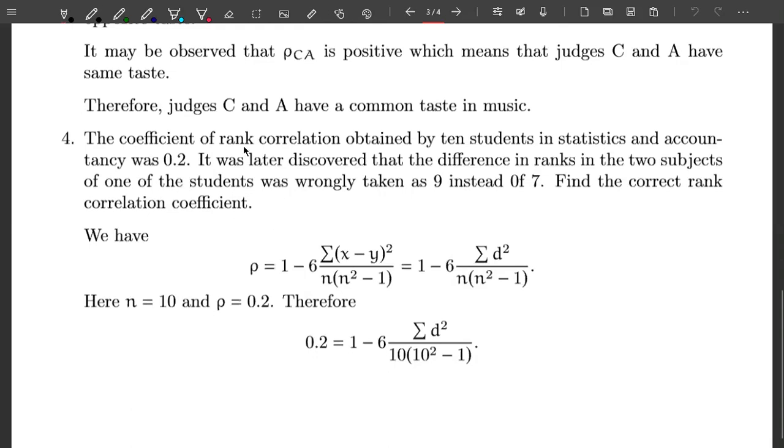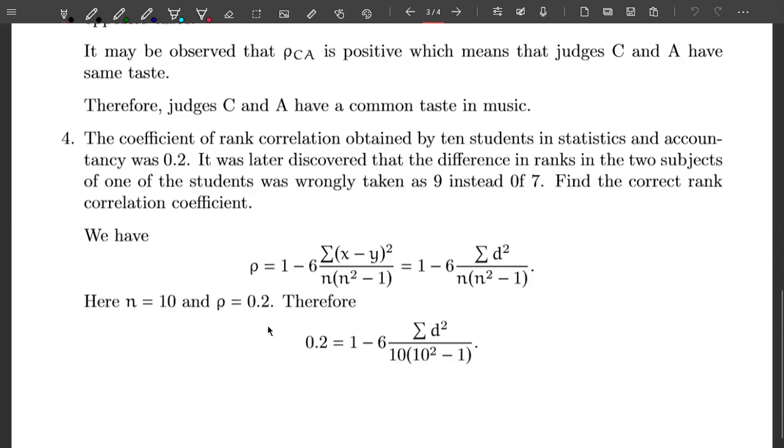In the problem, what they had done earlier is they had calculated the value of summation D square and they had also calculated the value of rho. But this value of rho is wrong because the value of summation D square itself is wrong. Summation D square is wrong because instead of taking 7 square, they had taken 9 square. So to find the correct correlation coefficient, first of all, we write the formula for rho. Rho is equal to 1 minus 6 summation D square divided by n into n square minus 1.